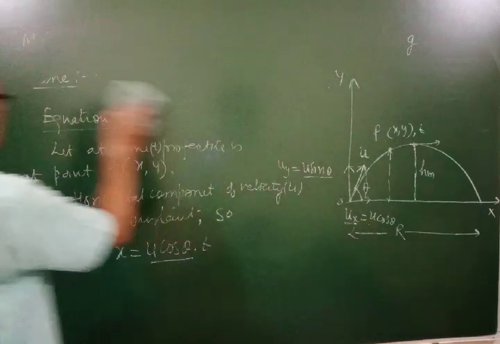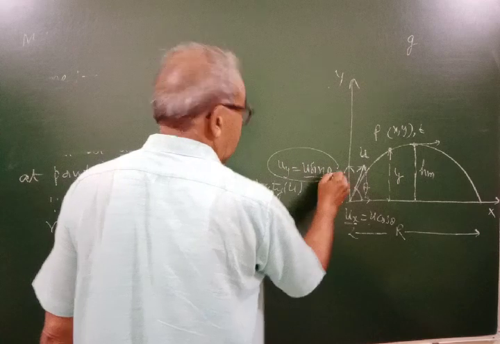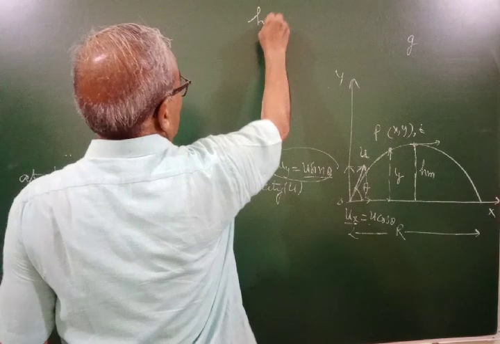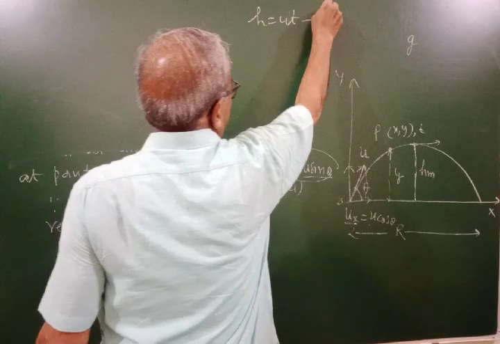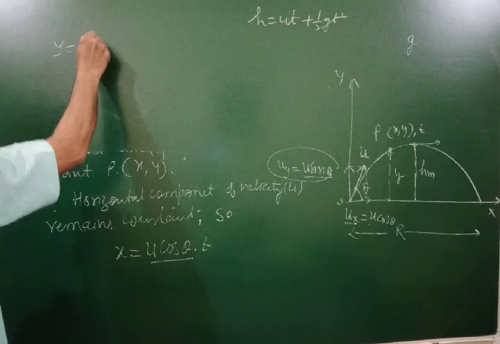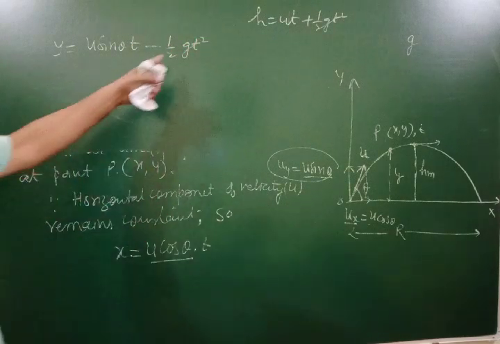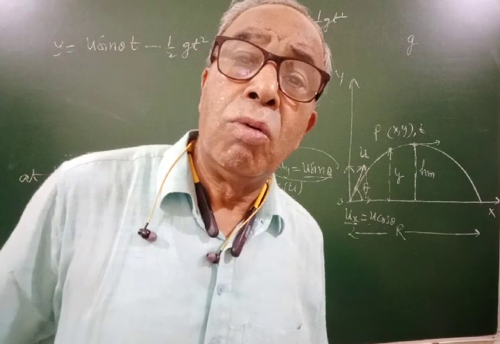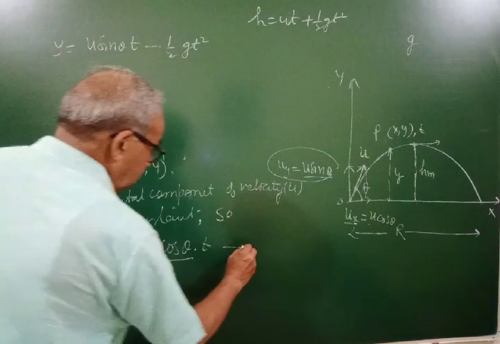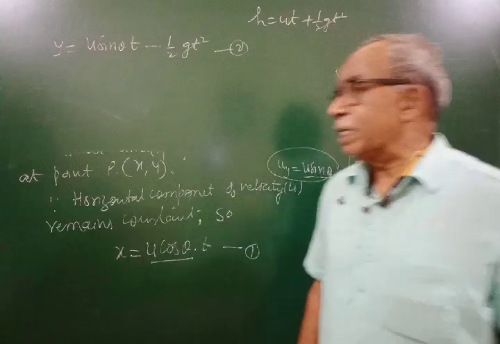Now the vertical displacement is y. This is the vertical displacement. To travel this, the body starts with this velocity under gravity. So we have the equation h equal to ut plus half gt square. So we use here y, and it is u sin theta into t minus half gt square. Minus because the value is decreasing, the acceleration is downward. Okay. So now equation 1, equation 2. What is our aim here now? To find the equation of trajectory, the path followed.